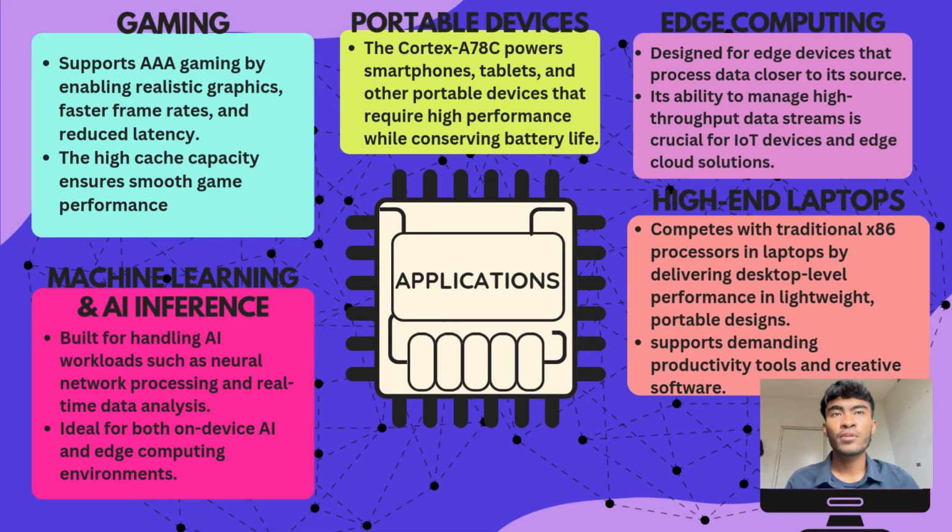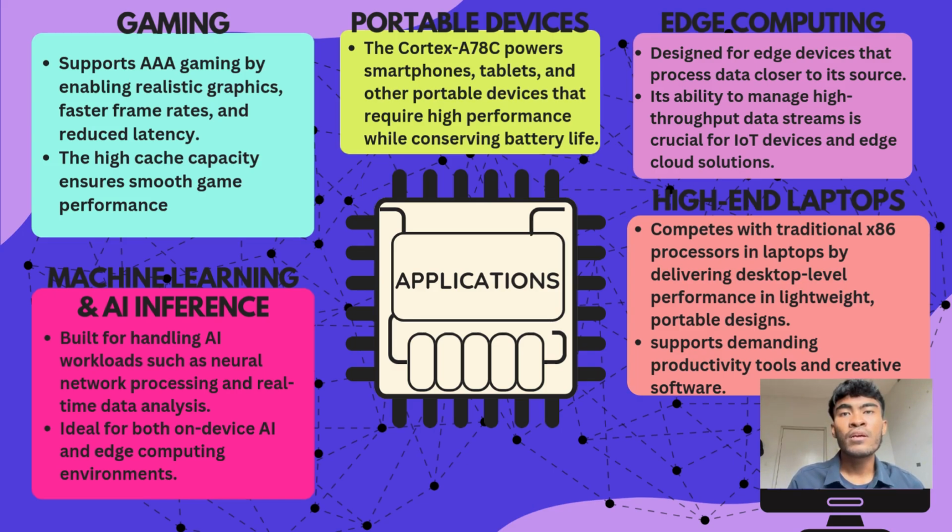Next are the various applications of high performance computing. The first one is gaming. This supports AAA gaming by enabling realistic graphics, faster frame rates, and reduced latency. The second one is machine learning and AI inference. It is built for handling AI workloads such as neural network processing and real-time data analysis. The third one is portable devices. The CORTEX-A78C powers smartphones, tablets, and other portable devices that require high performance while conserving battery life.